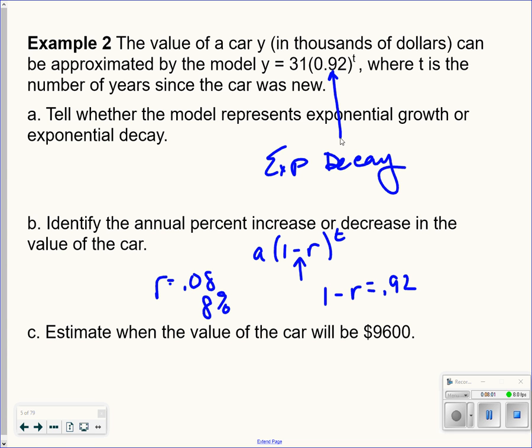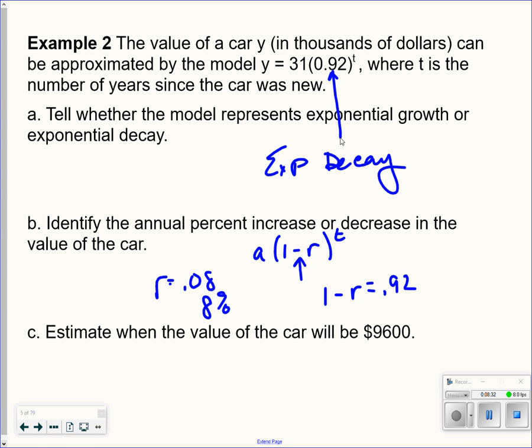Now, estimate when the value is 9,600. So 9,600 is when, and now it's in thousands, sorry. So this is 9.6 equals 31.92 times 0.92 raised to the t power. And we are estimating here. As far as later on, we are going to actually solve things like this. So let's pull out a graphing calculator. I apologize. We're going to erase this.